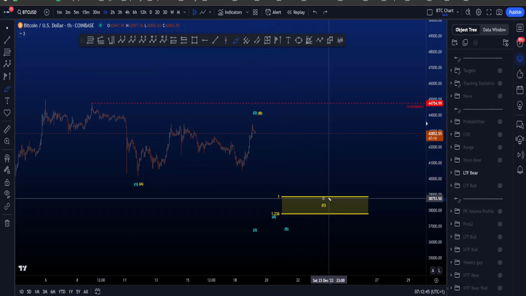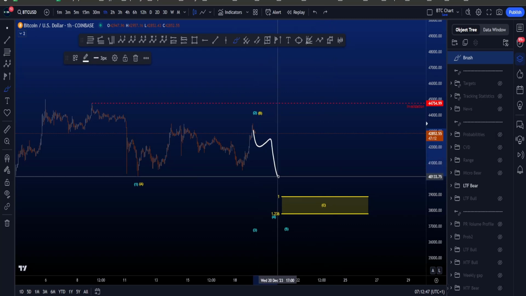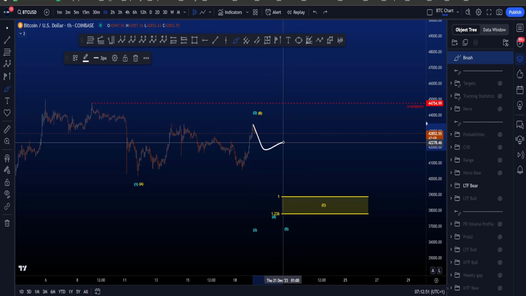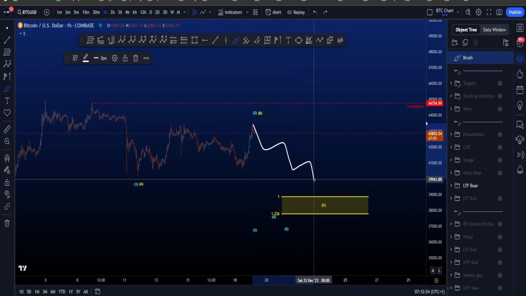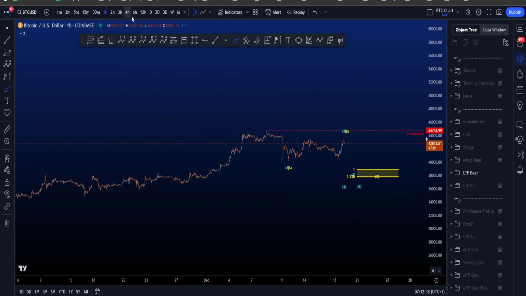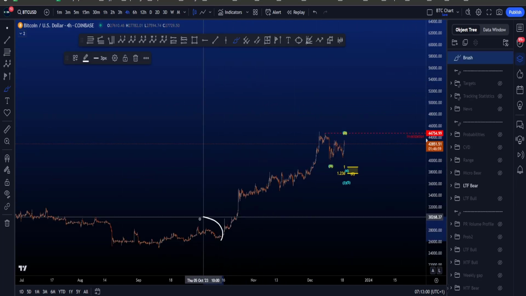2, continuation, whereas a wave C can have very shallow retracements to the downside and an impulse down, or a wave C can also have a pattern where you constantly have a move down, range, down, range, down, range, which is something that we have seen over here as well.